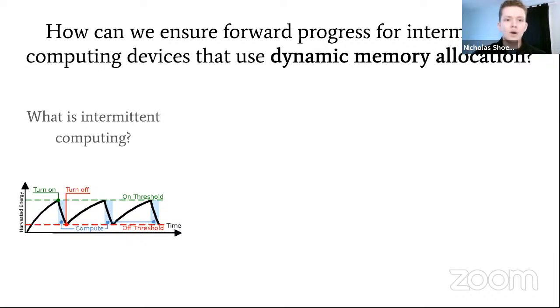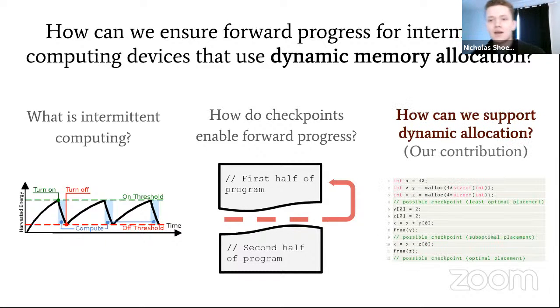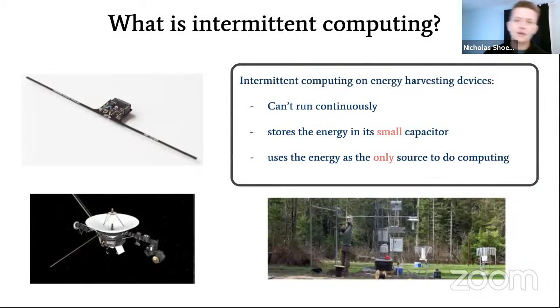And I'll do this in three parts. I'll start off by talking a little bit more about what intermittent computing is, and then the state-of-the-art solution to this non-termination problem, which are called checkpoints, how we can enable forward progress. And then I'll talk about our contribution, which is adding support for dynamic memory allocation to these intermittent computing systems, to these checkpointing systems.